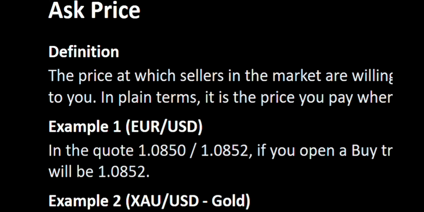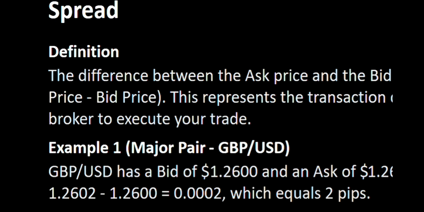Example, gold again. In the quote 2350.10 slash 2350.50, if you place a buy order, you are buying at 2350.50. So this is what it is talking about. All right, let's proceed to the next.